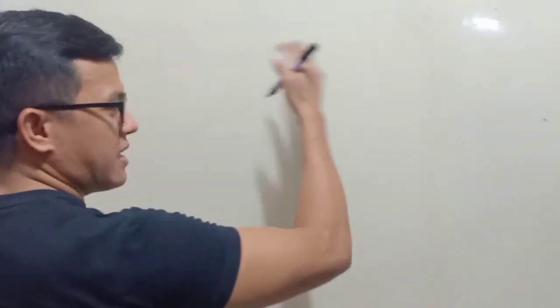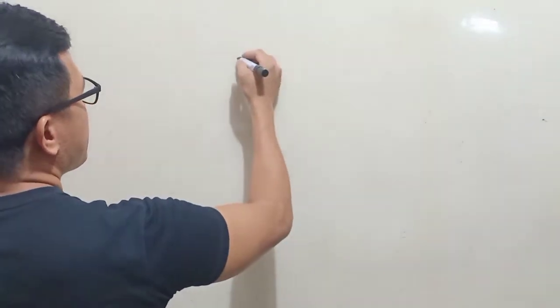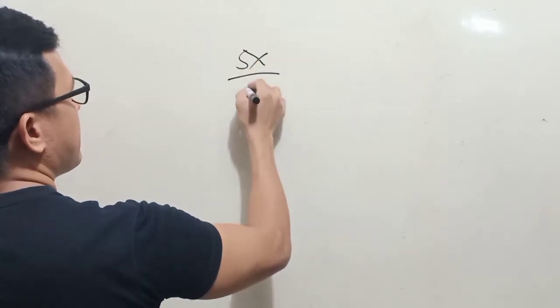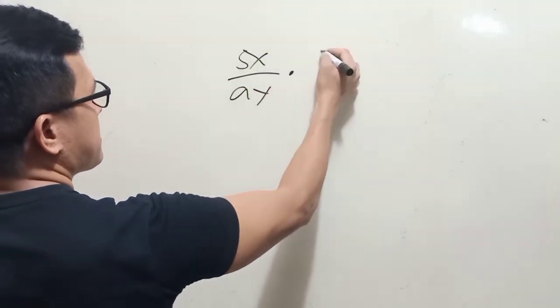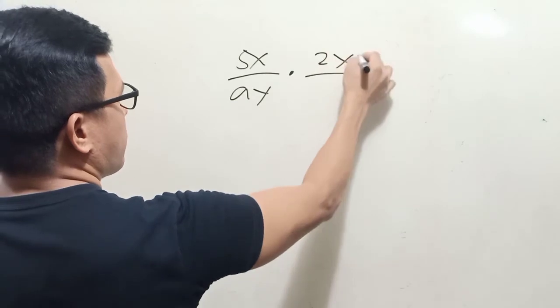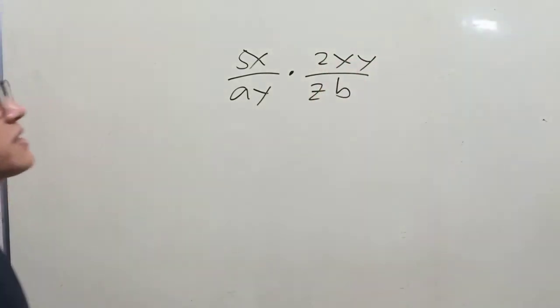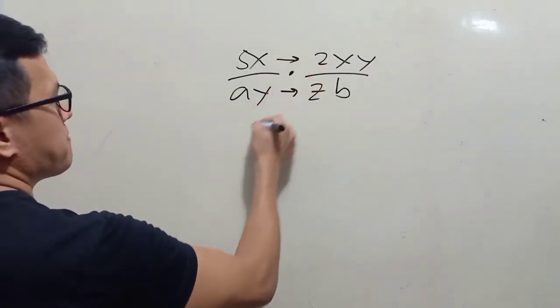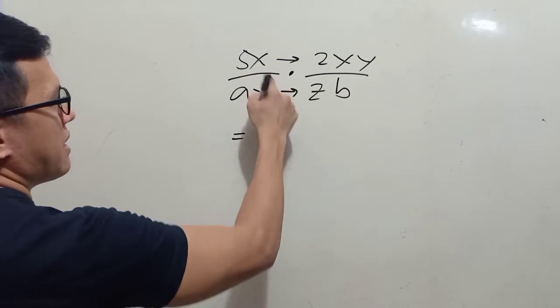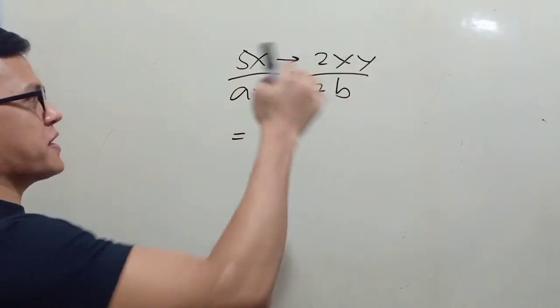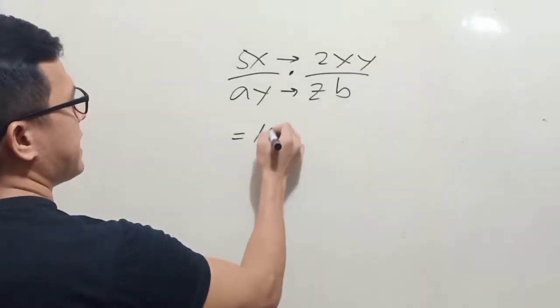Multiplication. What if in multiplication? Same rule as with basic fraction multiplication. So 5xa y times 2xy over zb. Shall we say like that? Now, numerator. So we say 5 and 2. Numerical coefficients first: 5 times 2, that is 10.